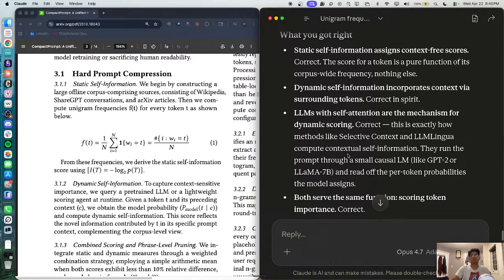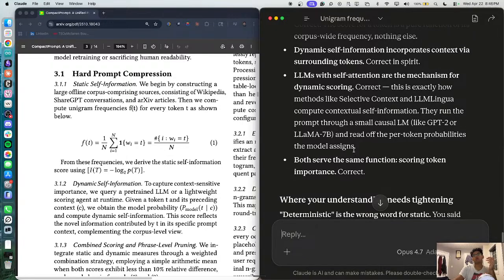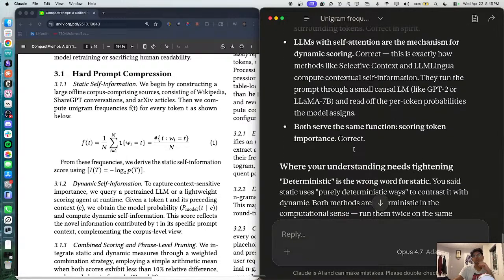Okay. LLMs with self-attentions are the mechanism for dynamic scoring. Correct. This is exactly how methods like selective context and LLM Lingua compute contextual self-information. They run the prompt through a small causal LM, like GPT-2 or Llama 7 billion. Yeah, those are not really large models. And read off the per token probability the model assigns. Both serve the same function, scoring importance, correct.